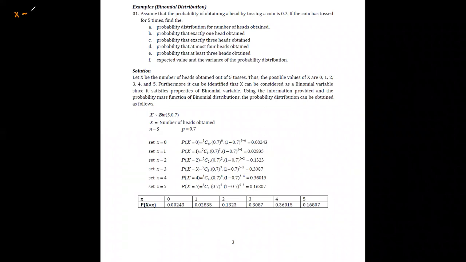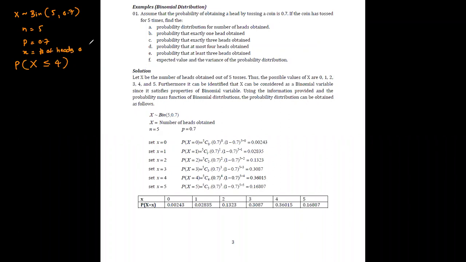Prior to this, if I write down what we have identified so far, it is n equals 5, p equals 0.7. Here it says that at most 4 heads obtained means that we need to find where x is less than or equal to 4, because we have identified x as the number of heads obtained. Therefore, what we need to identify is the probability of x less than or equal to 4. It means at most 4 heads obtained.